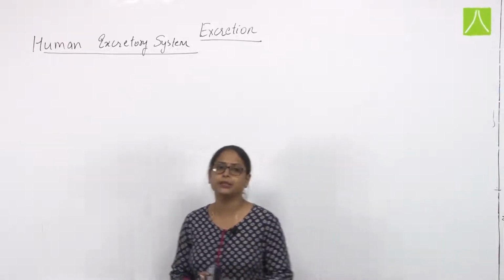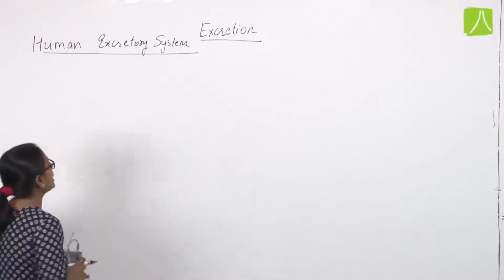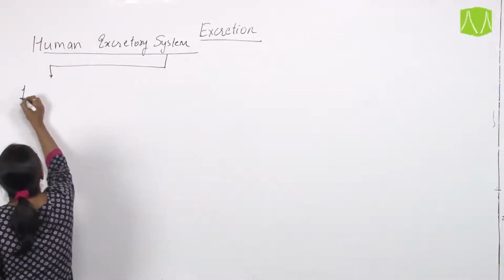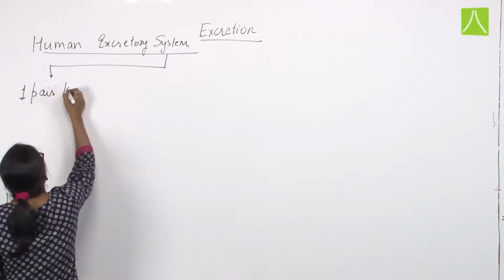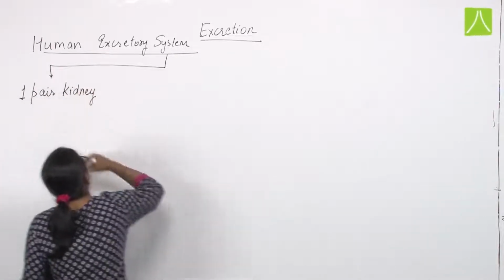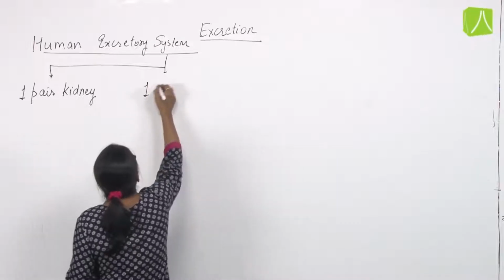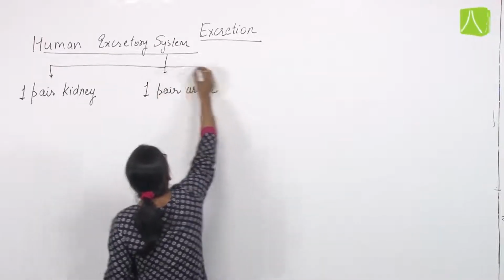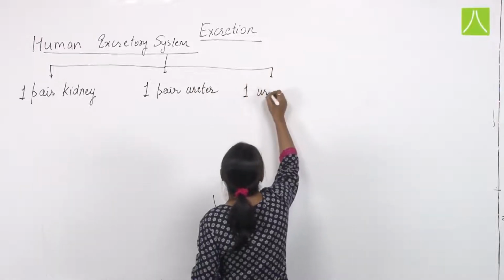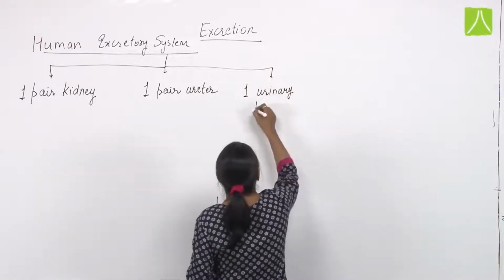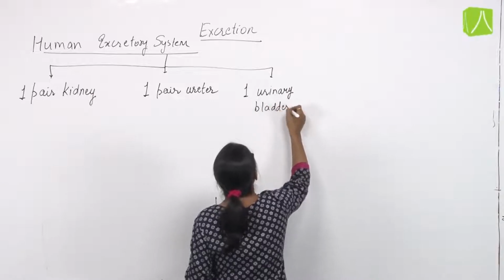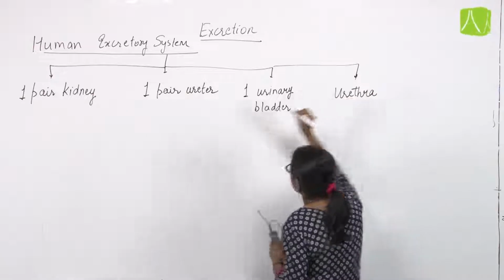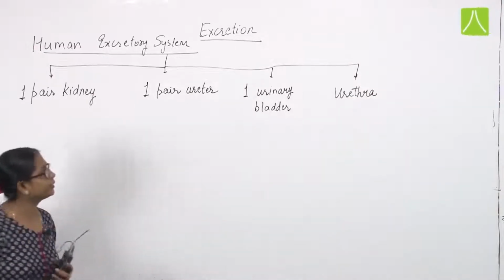The main human excretory system we human beings have includes one pair of kidneys, one pair of ureters, one urinary bladder, and the urethra. So this is our human excretory system.